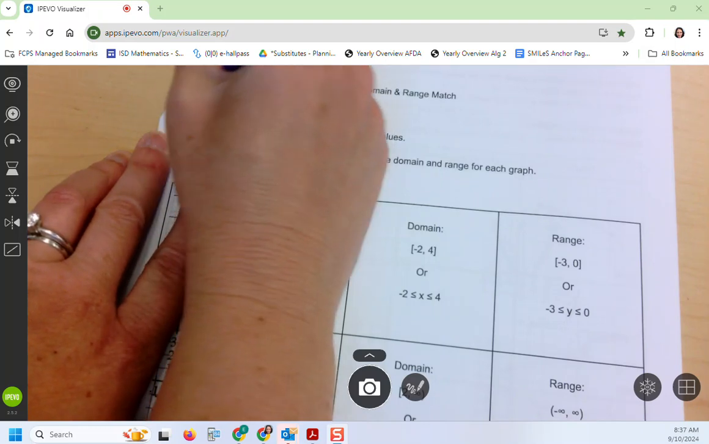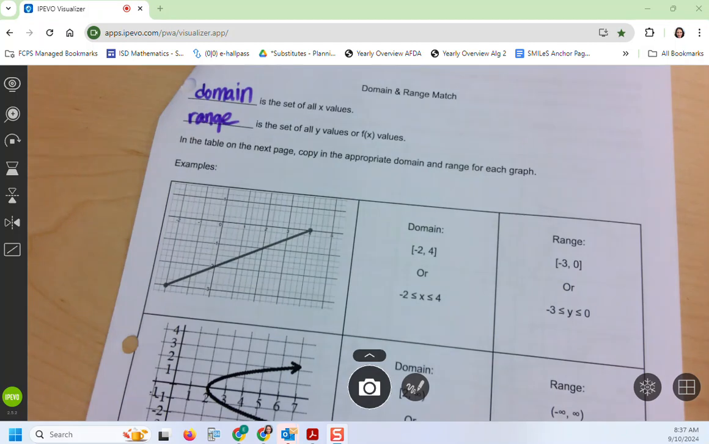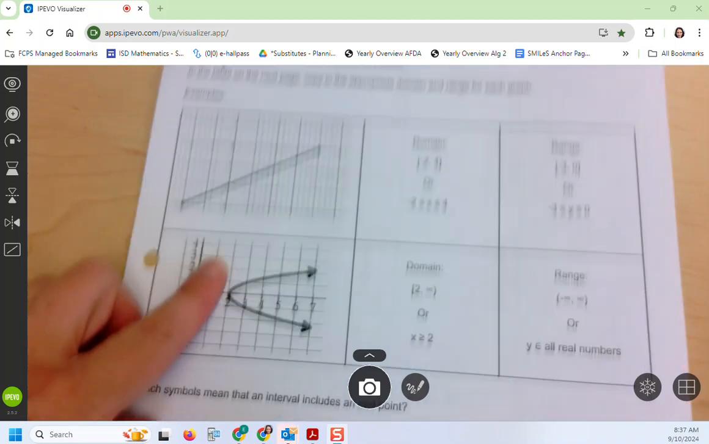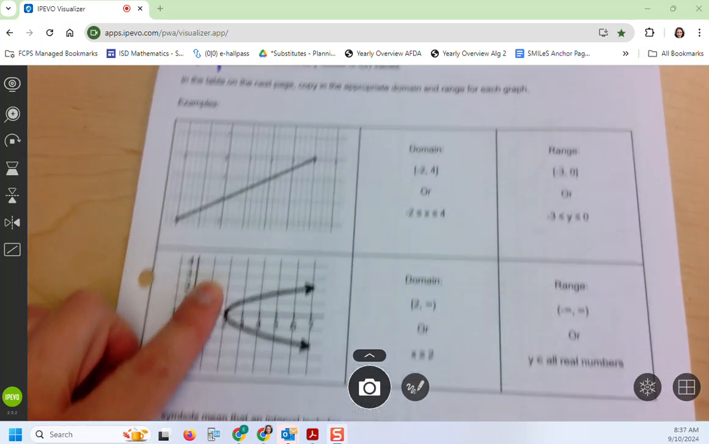If you were here for SS very early in the year, we started talking about domain and range in SS, and now we're going to really make sure we got it. I want you to look at the examples here and see if you can answer the questions below using those examples.